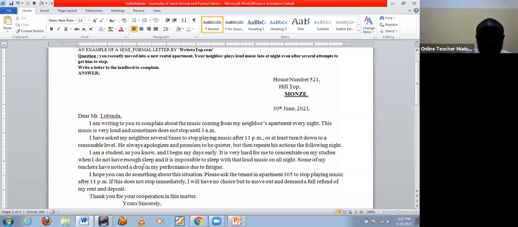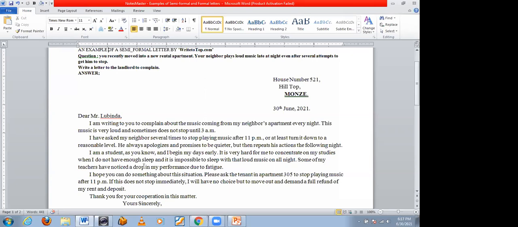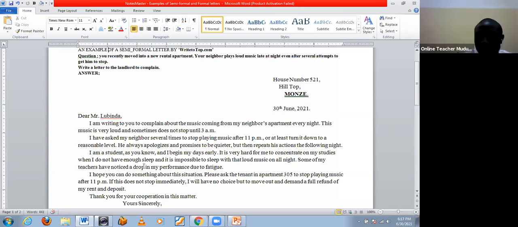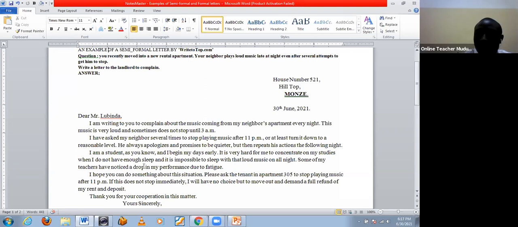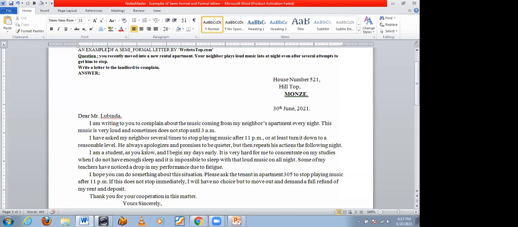The third paragraph. I am, as you know, a student, and I begin my days early. It is very hard for me to concentrate on my study when I do not have enough sleep. And it is impossible to sleep with that loud music on all night. Some of my teachers have noticed a drop in my performance due to fatigue. I hope you can do something about this situation.